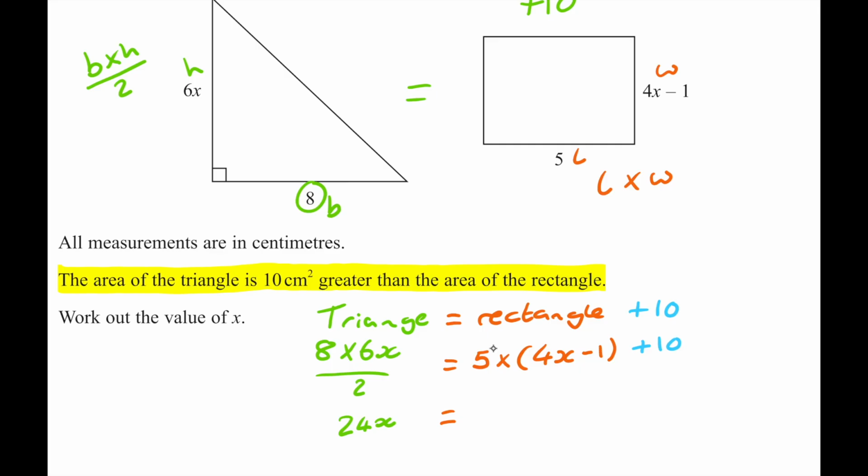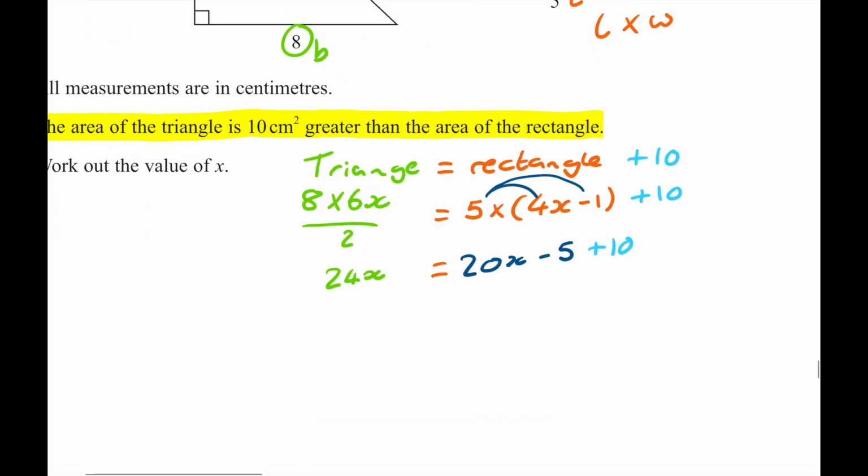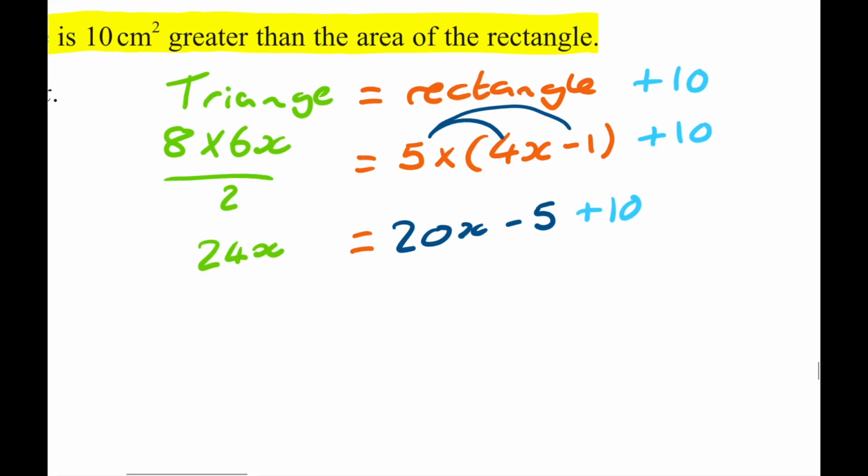We're now going to expand this out. So it'll be 5 times 4x, which then gives you 20x, and then 5 times negative 1, which gives you minus 5, and that plus 10 is outside the bracket, so that just comes down. I'm now going to tidy some of that up. So on the right side of the equation, 20x minus 5 plus 10, we can bring these together. So you would have 24x is then equal to 20x minus 5 plus 10 then gives you plus 5.